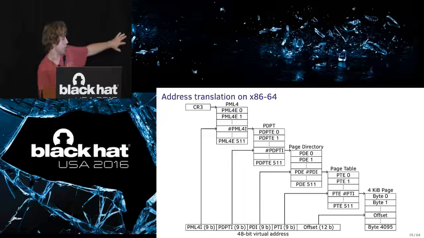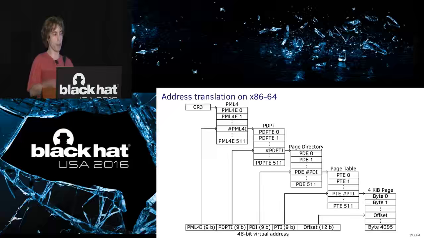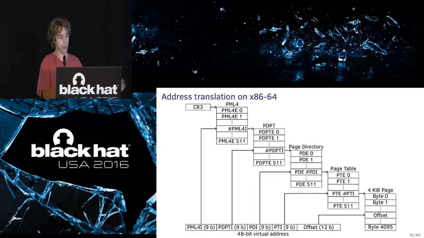The virtual address. So we have a 48-bit virtual address here, and yes, we know we have a 64-bit address space, but right now we can only use 48 bits. And it's divided into different parts. The first part is the page map level 4 index, and this index has 9 bits, and it chooses the right page map level 4 entry from this first table.